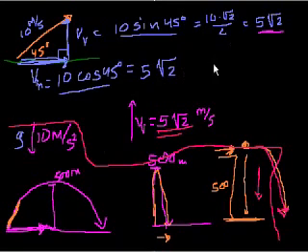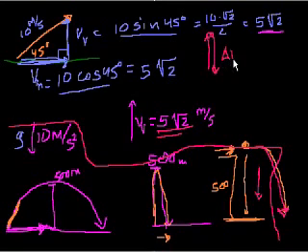Well, the easiest way to think about it is that the amount of time it takes to go up is the same amount of time it's going to take to go down, right? We learned that in a couple of videos before. So how long is it going to take to go up? To go up, it's going to start at this speed, 5 square roots of 2, and then at the top it's going to have 0 speed. So it's going to decelerate from 5 square roots of 2 to 0 in some amount of time. And here we could just use the very simple equation.